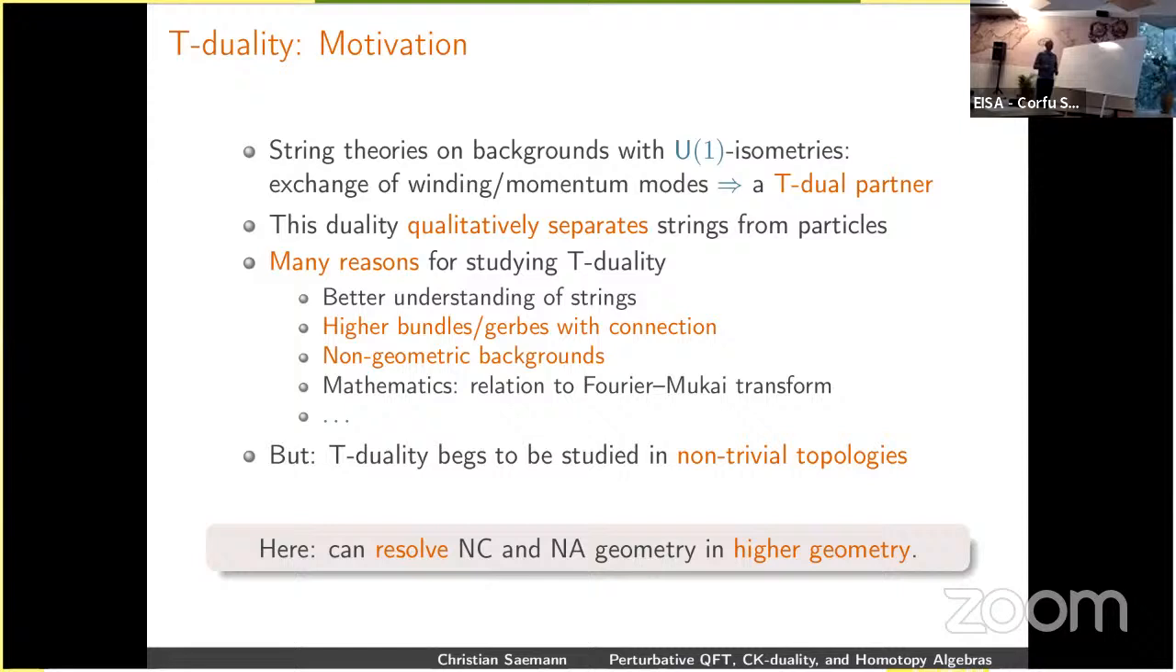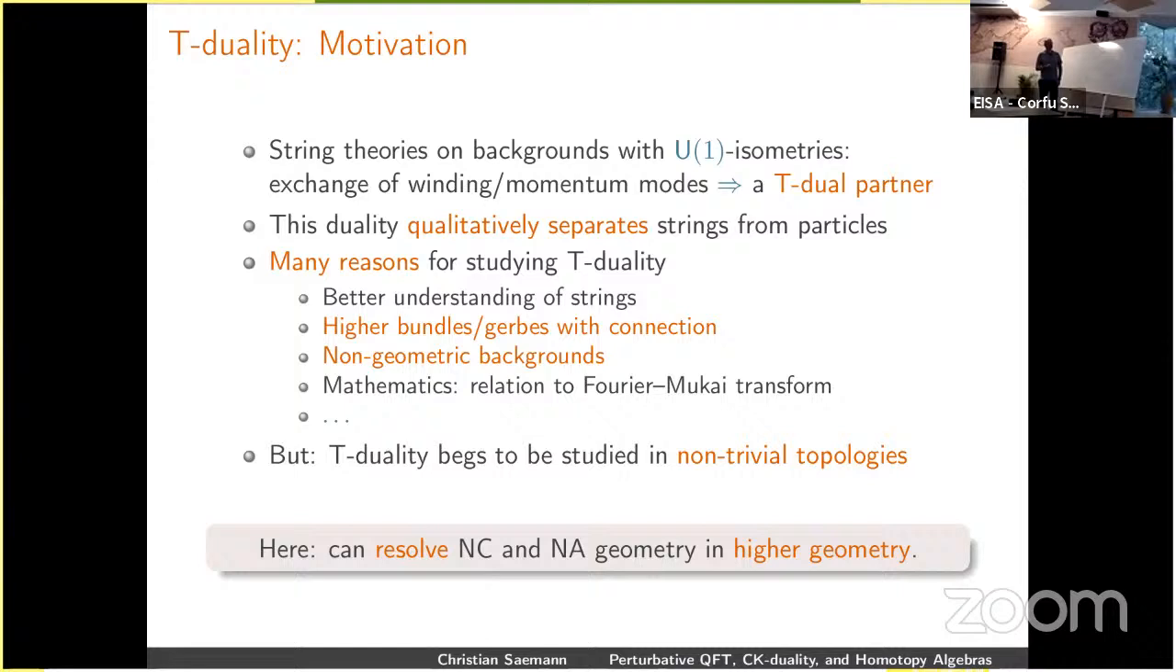The interesting point of this duality, or why it's so interesting, is that it qualitatively separates strings from particles. Particles can't experience T-duality, strings can, right? So that is the difference, and this is a key factor of creating interest in this. But there are many reasons for studying T-duality, because the structures that arise are very, very interesting from a number of perspectives. First of all, of course, if you want to understand strings better, you have to have a firm handle on T-duality, and that was the original motivation.